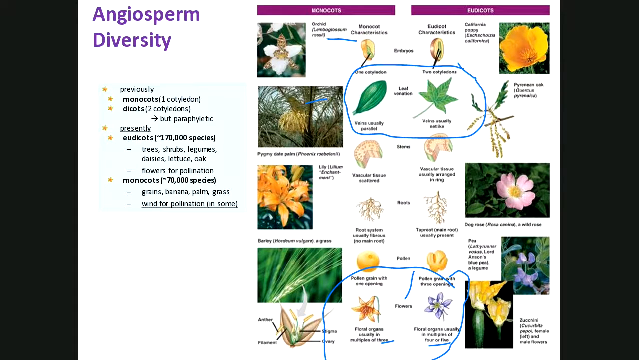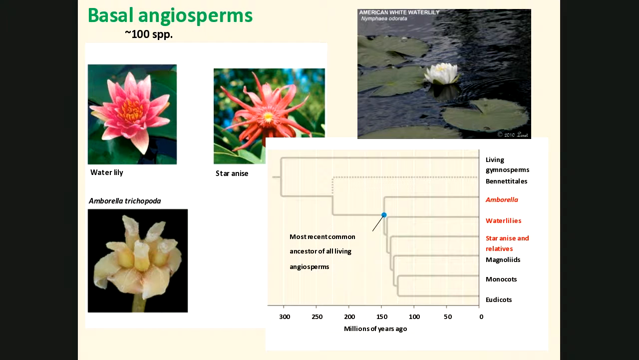All right. There we go, basal. So let's look at these guys. Basal angiosperms. So the Amborella is a basal taxon. Water lily, star anise, those are all considered basal taxons. Amborella is the most basal, okay? But what we mean by that, the significance of using basal to describe these, there's only 100 species of them, is the fact that we think these look a lot like the original flowers, okay?